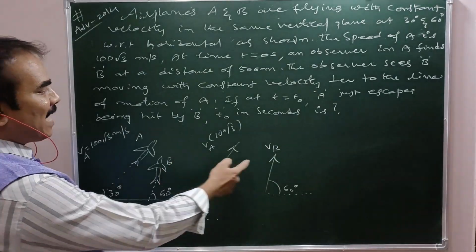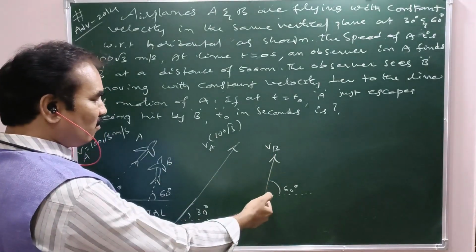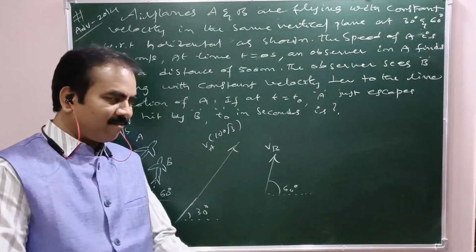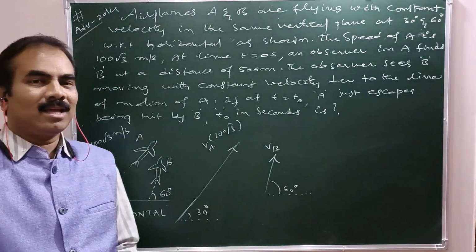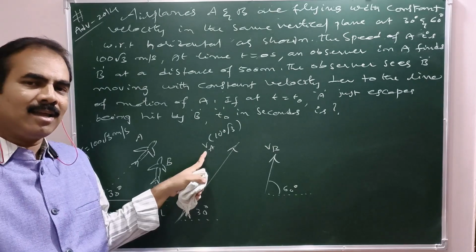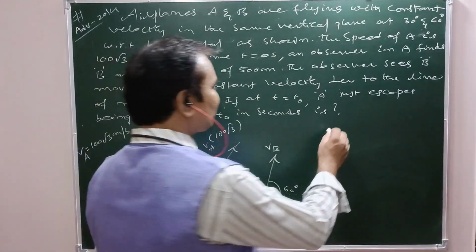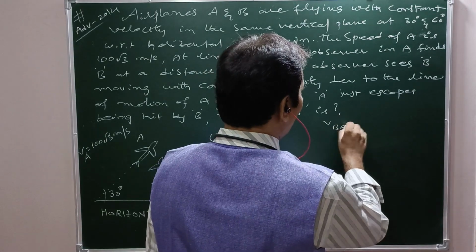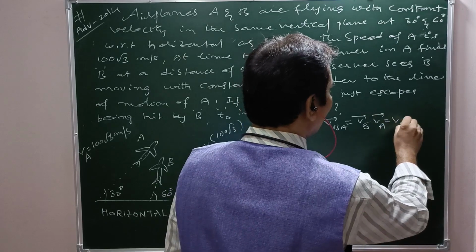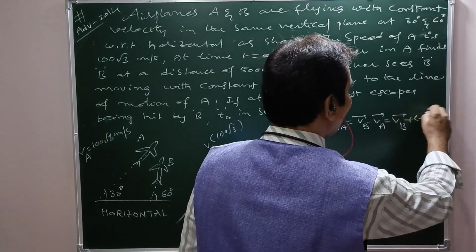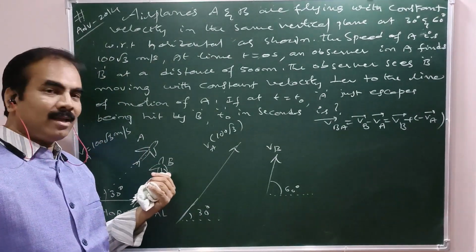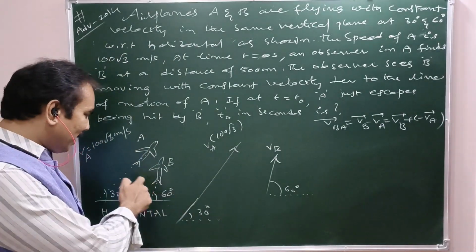The passenger in plane A finds as if plane B is moving along a perpendicular line. Now, the passenger from A observes B, which means the velocity of B with respect to plane A. That is VBA bar equal to VB bar minus VA bar. Correct? So, one passenger from plane A observes as if B is moving on a perpendicular line like that.